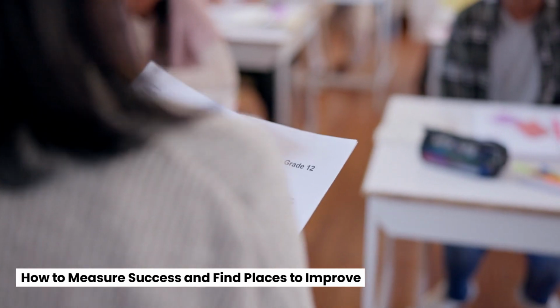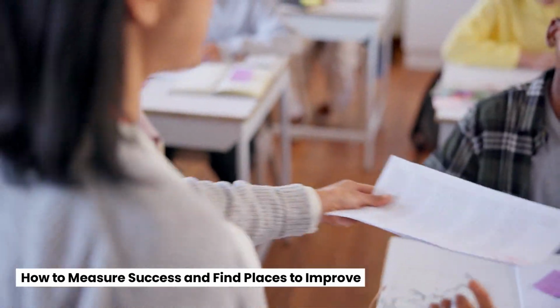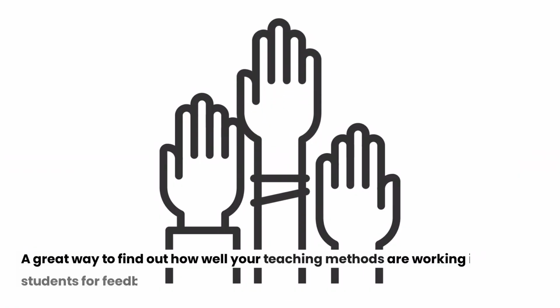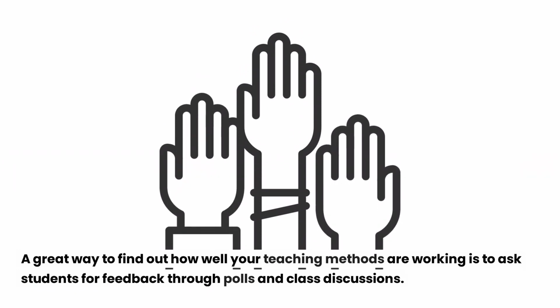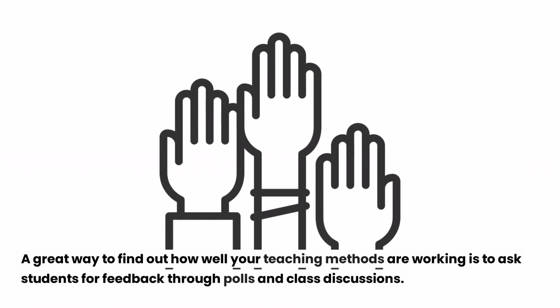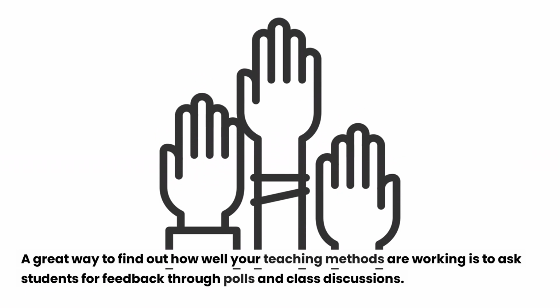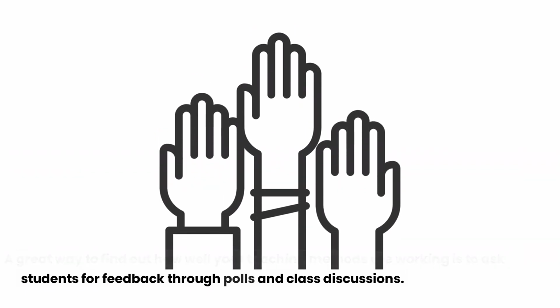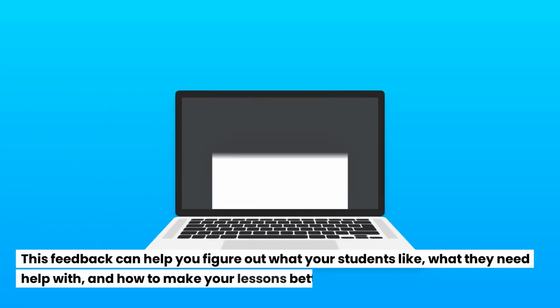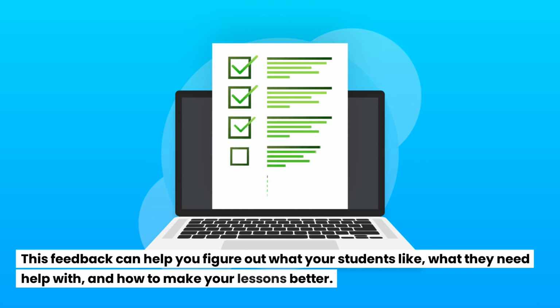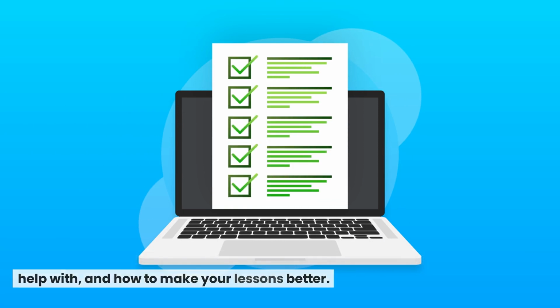How to measure success and find places to improve. A great way to find out how well your teaching methods are working is to ask students for feedback through polls and class discussions. This feedback can help you figure out what your students like, what they need help with, and how to make your lessons better.